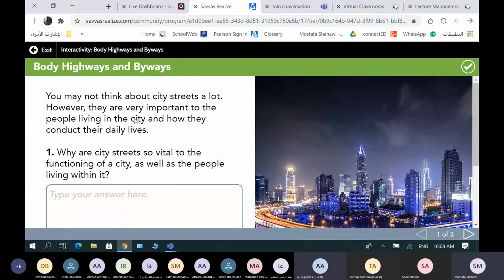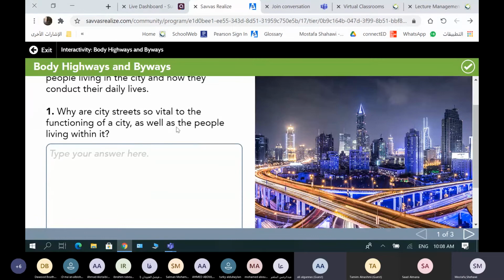You may not think about city streets a lot. However, they are very important to the people living in the city and how they conduct their daily lives. Why are city streets so vital to the functioning of a city as well as the people living within it?